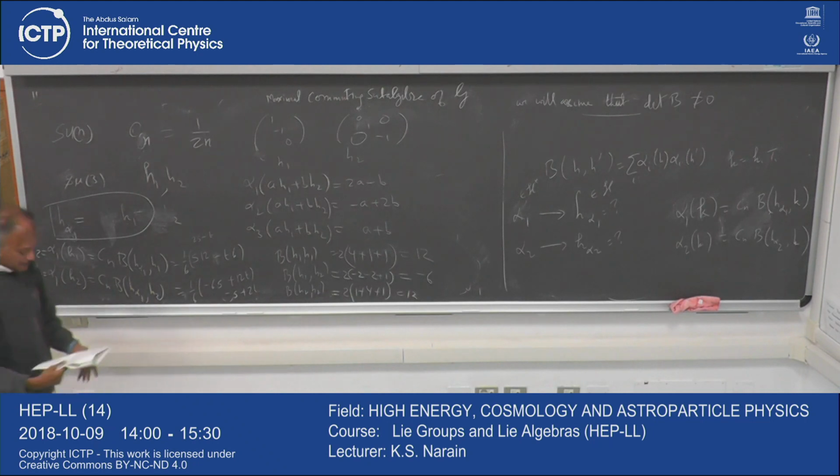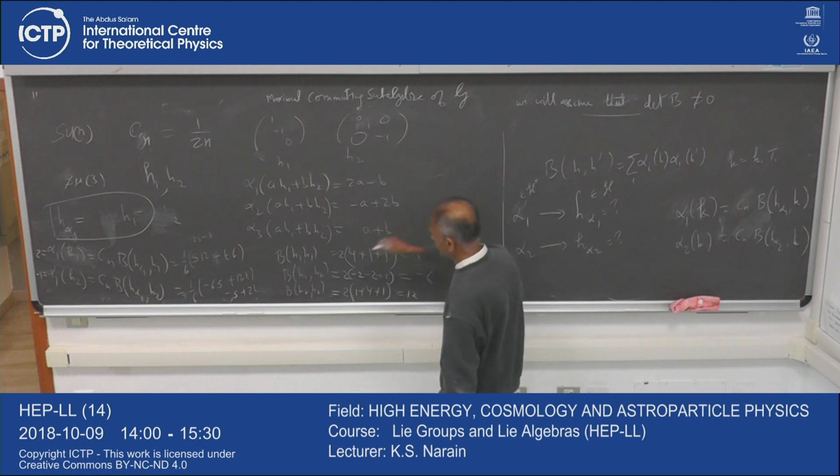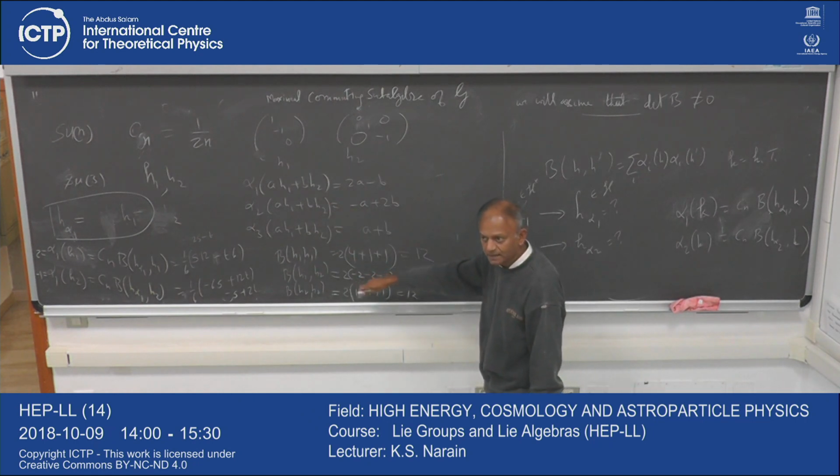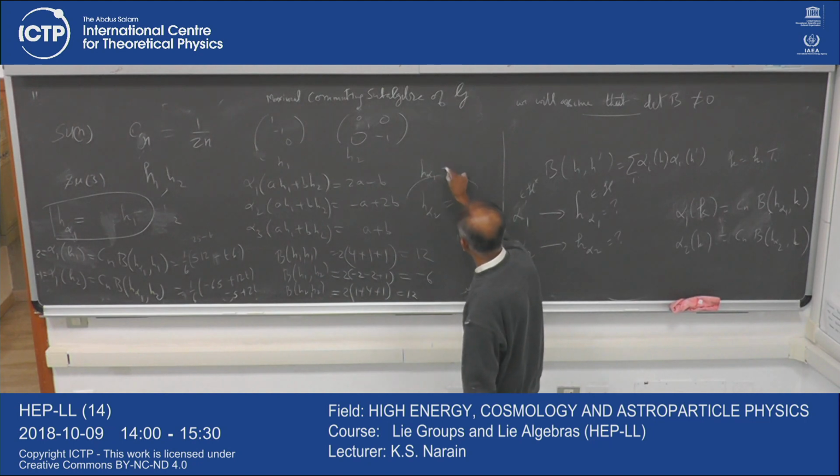And similarly, that is left as an exercise, you can prove that also, going through exactly the same steps, you can prove that H alpha 2 is also H2. So H alpha 1 is H1, and H alpha 2 is H2.